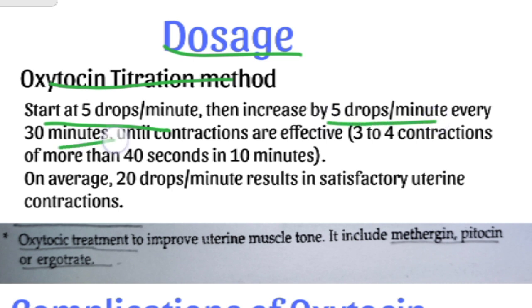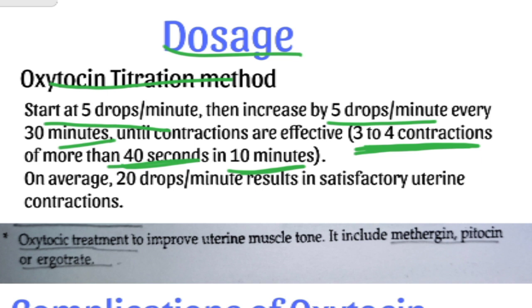At half an hour, you will be providing 10 drops per minute. And in the next half an hour, you will add another 5 drops, and at that time you will be providing 15 drops per minute. You keep on adding until the woman gets pain, that is, in 10 minutes the mother should get 3 or 4 contractions, and each pain should last at least 40 seconds. At that time we will stop increasing the oxytocin.